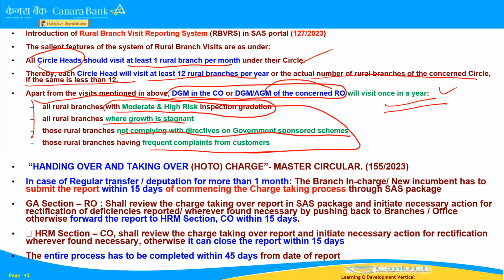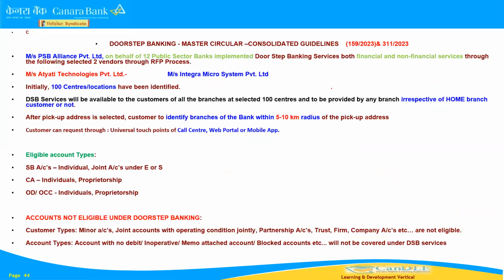Then once the manager reports in 15 days, the GA section at RO will have 15 days, and CO will have another 15 days. Ultimately, the entire process should be completed within 45 days. This is the guideline. After taking charge, within 15 days you have to report to your RO. That is for the branch head. RO within 15 days, CO within a total of 45 days.